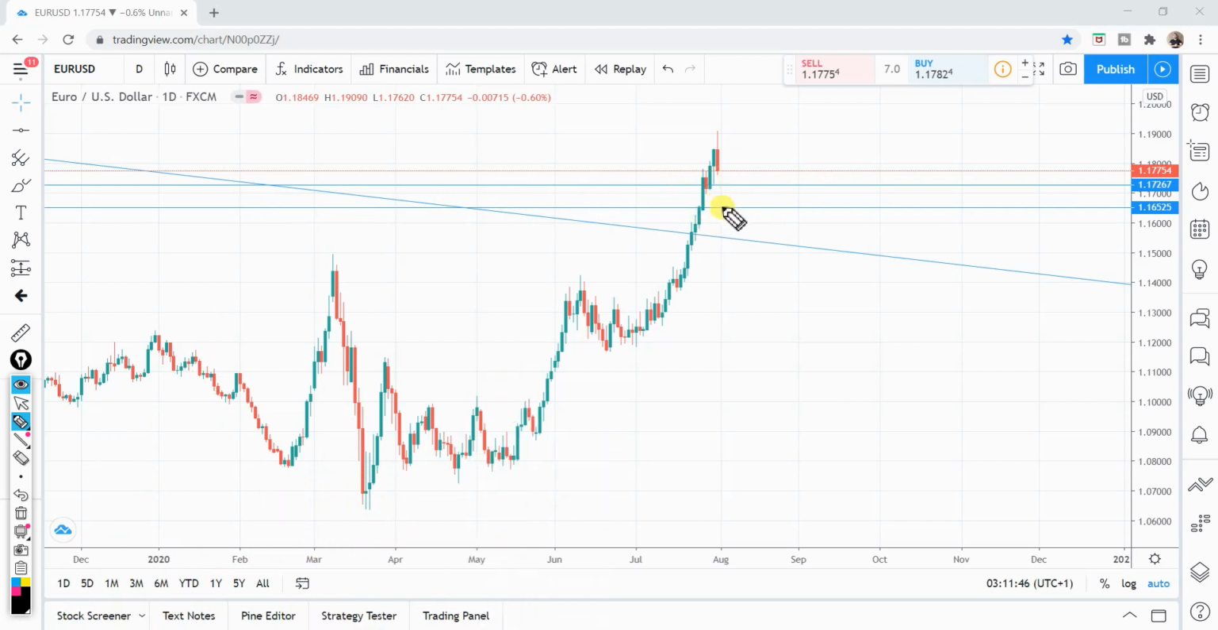So what I'm looking at in terms of this second support level is that it is stronger than the first one, but that depends on how the price is going to come down on the daily time frame.